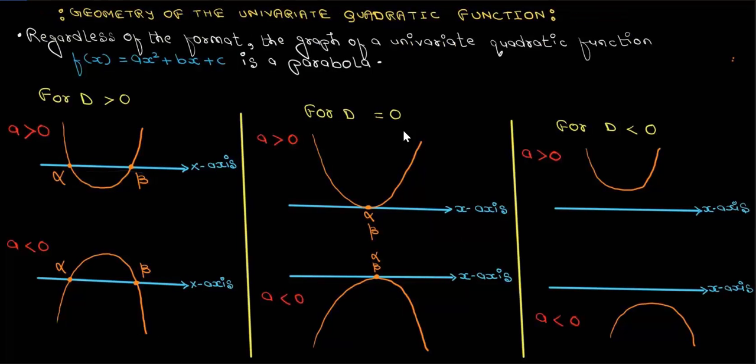And for d equal to 0, the parabola will cut the x-axis at one point. So both alpha and beta are equal, both the roots are equal. And for d smaller than 0, the curve will not cut the x-axis.